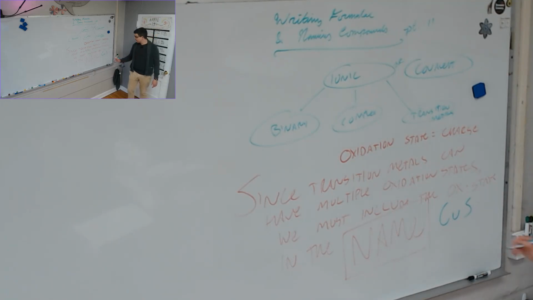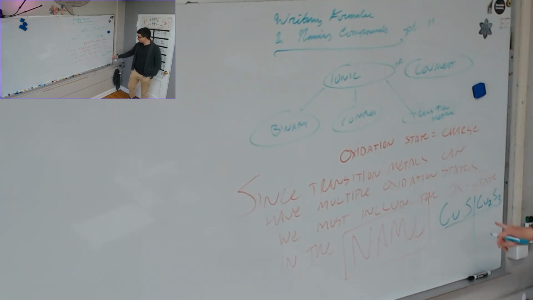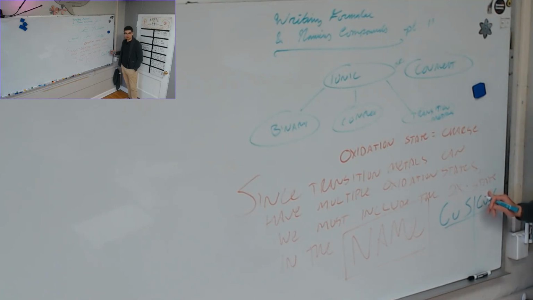It's wrong, because we have to include the oxidation state in the name. Let me tell you, because there are two kinds of copper. Oops, sorry, that's wrong. There are two kinds. These both exist. This copper sulfide exists, and this copper sulfide exists. These are both copper sulfide, but they have totally different properties. This one, black. This one, I don't actually know, but it's probably different. They have totally different properties.